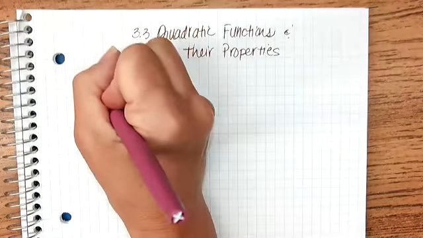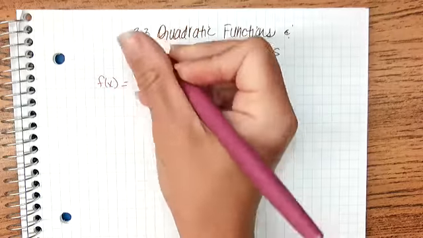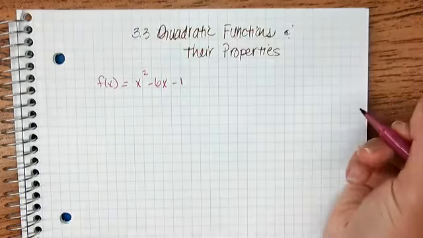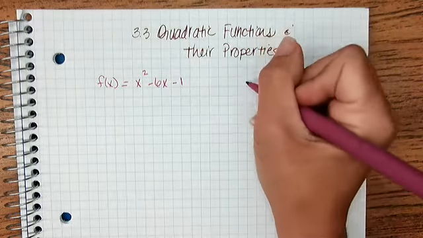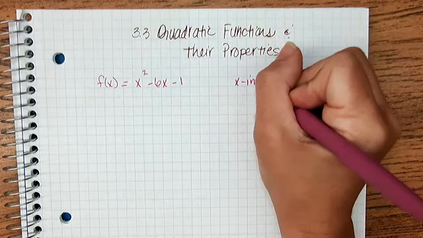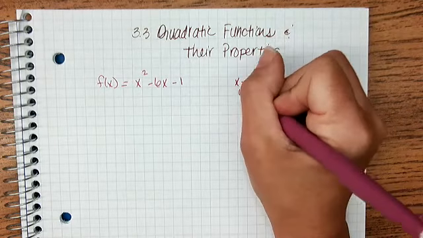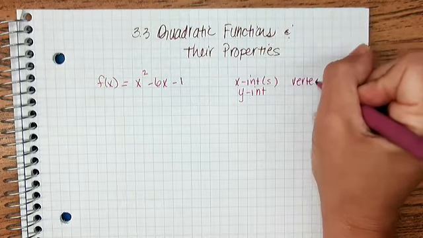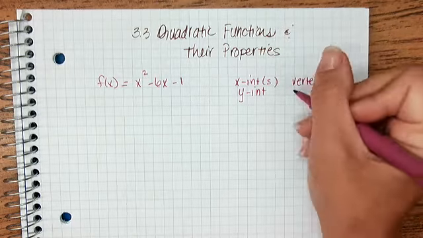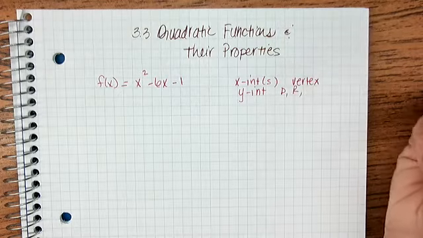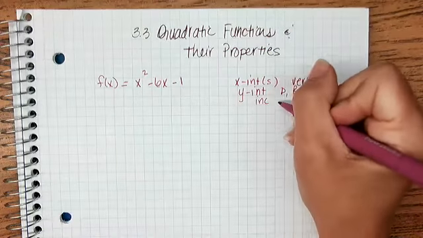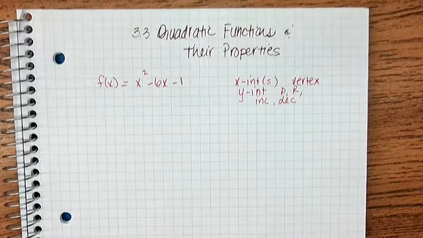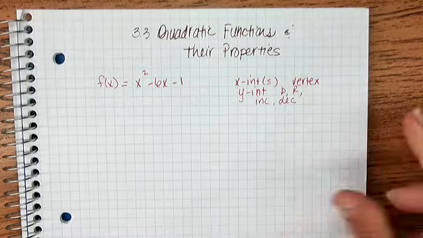So the first thing I'm going to look at is f of x equals x squared minus 6x minus 1. And I want to find all of the pertinent information. I want to know the x-intercepts, or x-intercept depending, the y-intercept. I want to know the vertex, which is the most important point on the graph. I want to find the domain, the range, and increasing, decreasing. This is a parabola. It has no constants. So this is what we're going to look at.